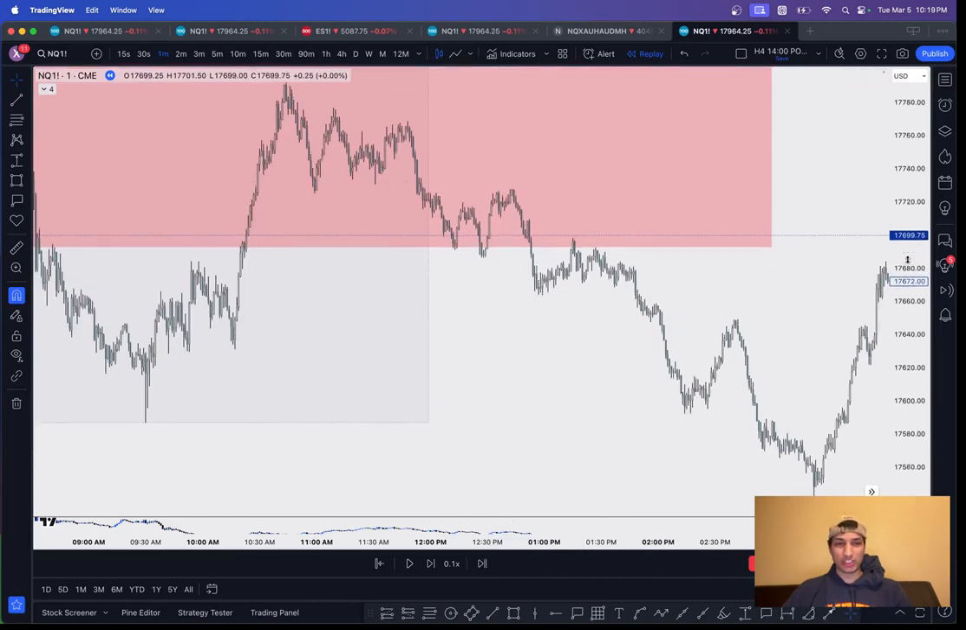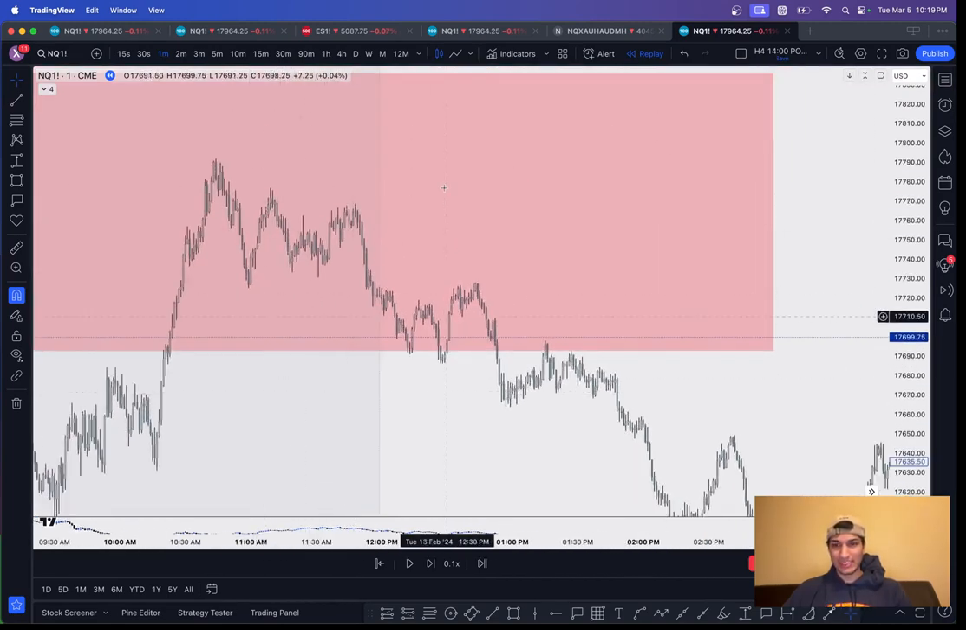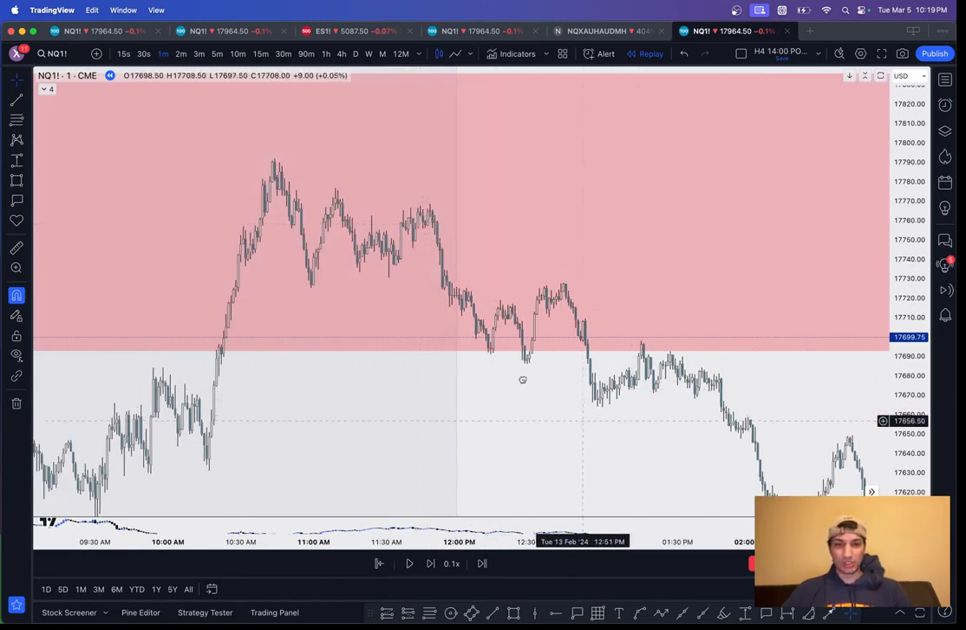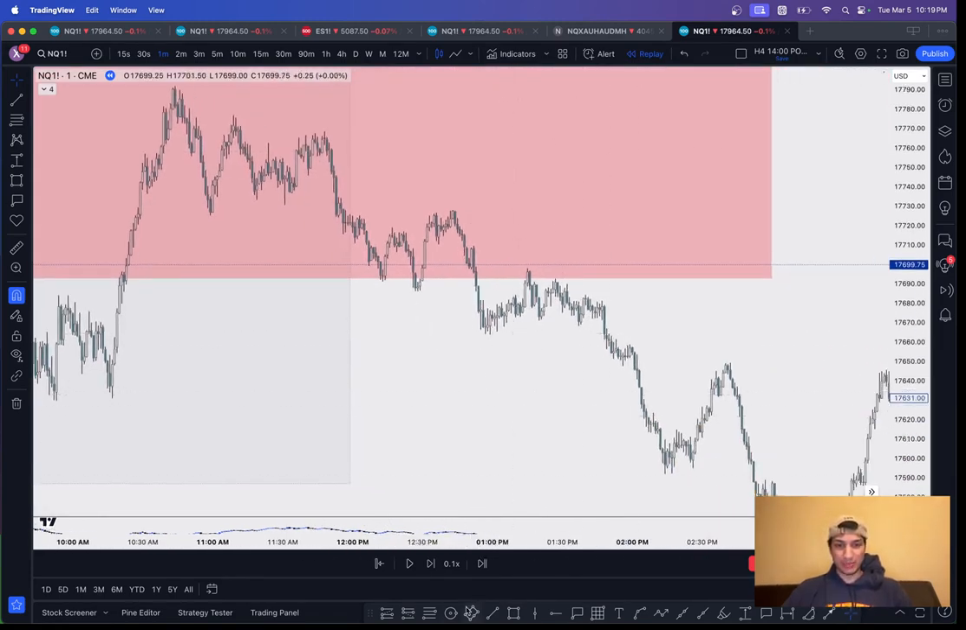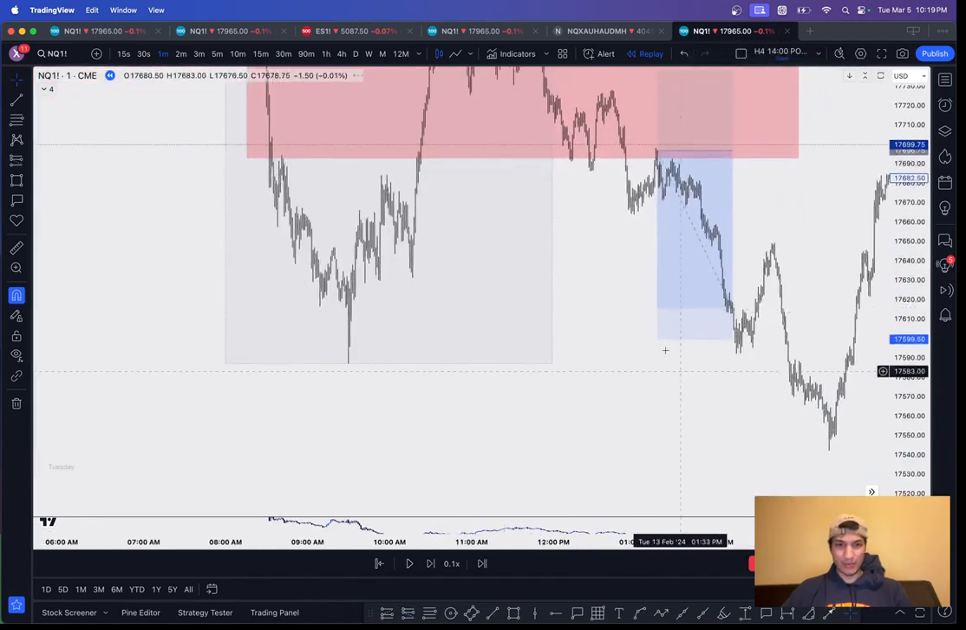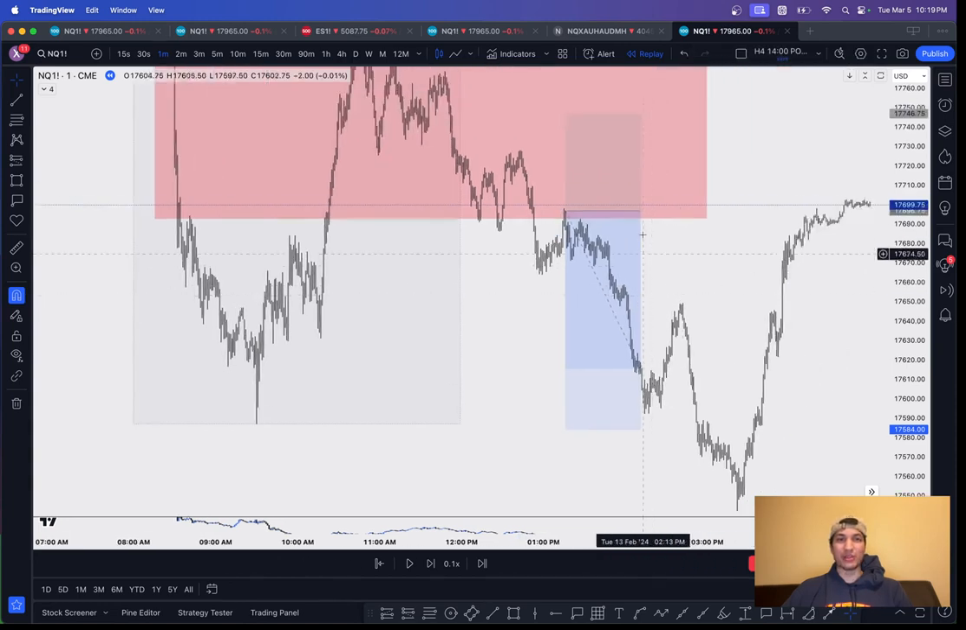Once we break structure below, right, this inefficiency, this is a 15-minute gap. It's also a higher time frame gap. Once we start to break structure below and go lower, then you get to trade something like this, right? Because now we have confirmed bearish order flow, and then look at price movement here. It's just nice, and it takes like 20 minutes, and you hit your TP.